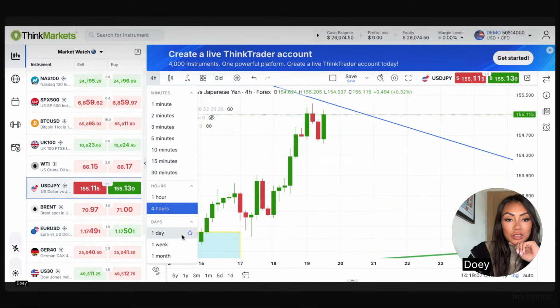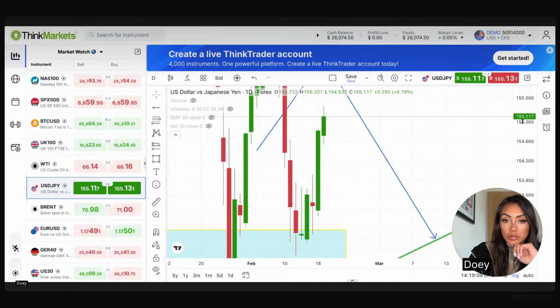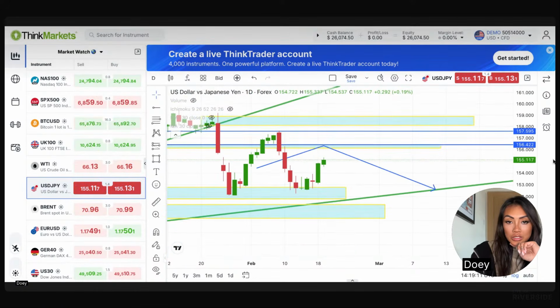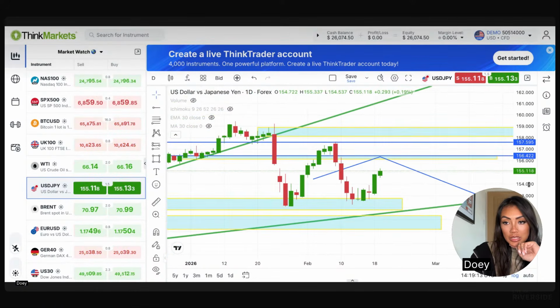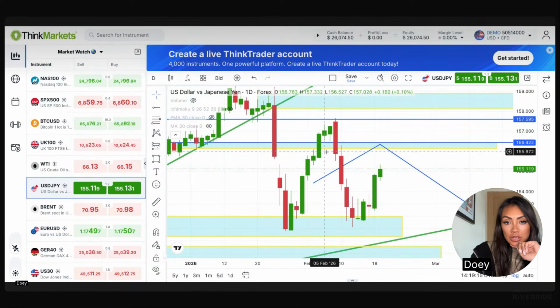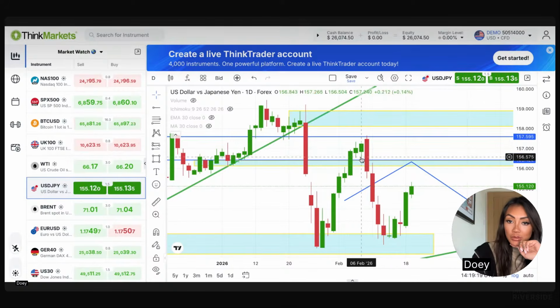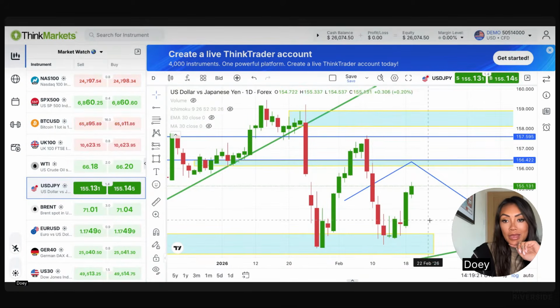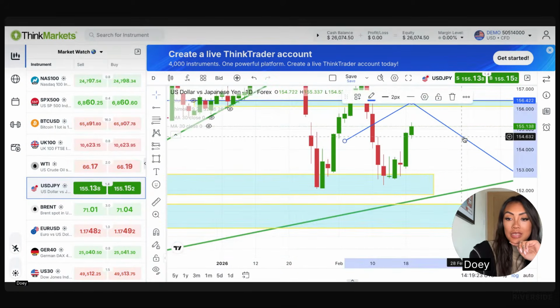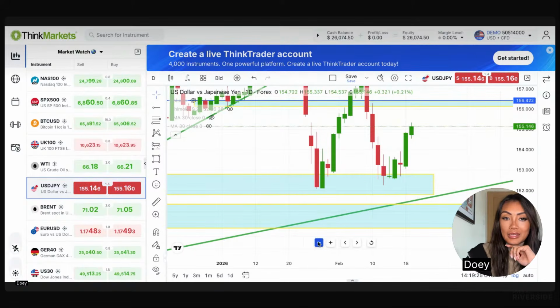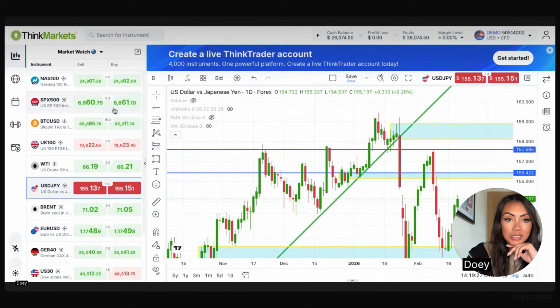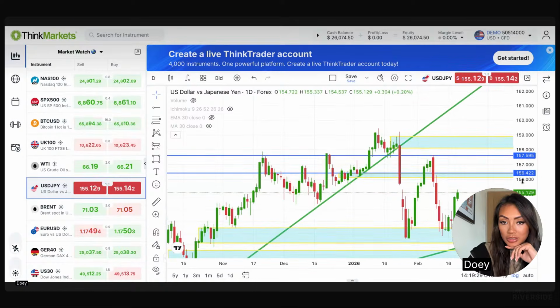So let's have a little look at USD/JPY. This was, I think, the last time we spoke. I thought something like this would happen, and it pretty much did. We just went a little bit higher before coming back down. So let's have a look at this and see how it's looking.